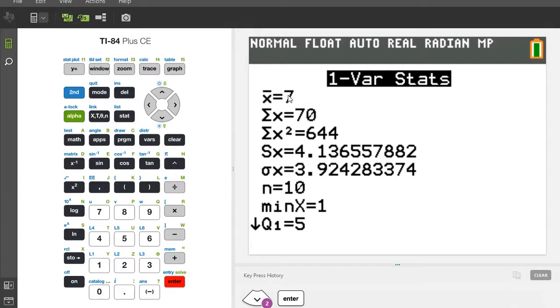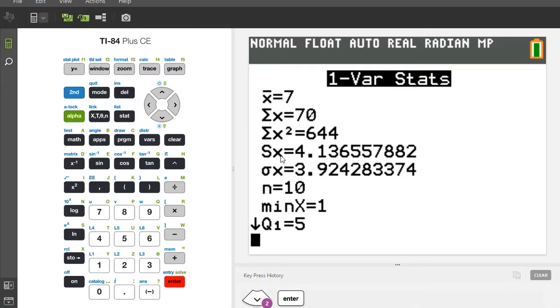So X bar is the mean. So our mean is 7. Sigma X is just adding up all the X's. That's 70. Sigma X squared is squaring all the numbers and then adding them up. We'll never really use this year.